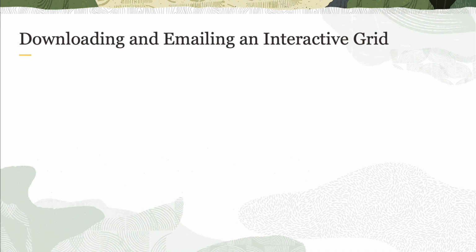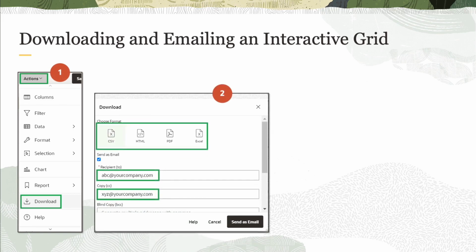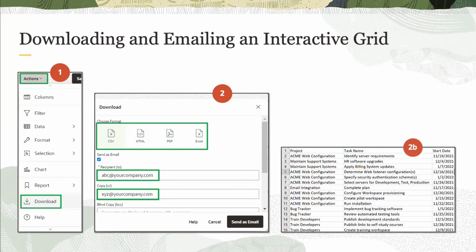You can also download or email an interactive grid as a report. To do that, click on Actions and go to Download, which then opens up the Download dialog box. Here, you can select the format in which you want the report to be downloaded or emailed. Various options available are CSV, HTML, PDF, and Excel. You can check the Send as Email checkbox to send this report as an email instead of downloading. You can specify the recipient, that is the to address, and copy the CC addresses in the respective fields and click on Send as Email. The entire interactive grid will then be sent as an email to the respective email IDs.